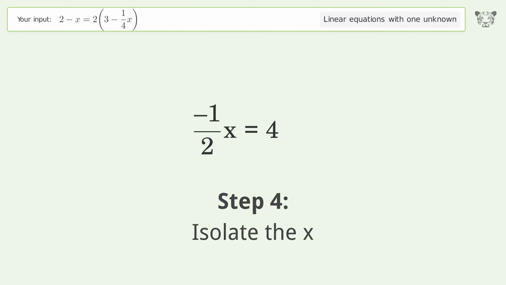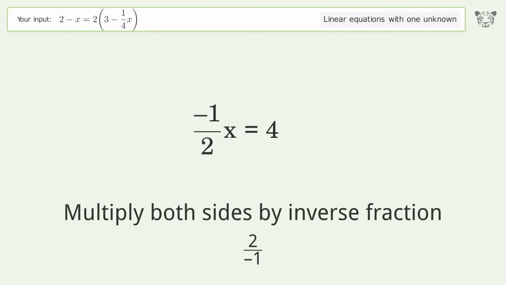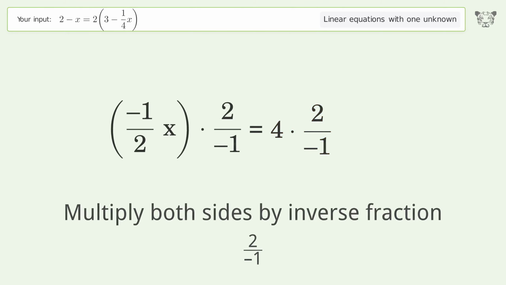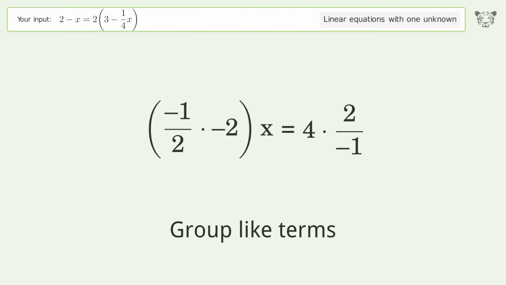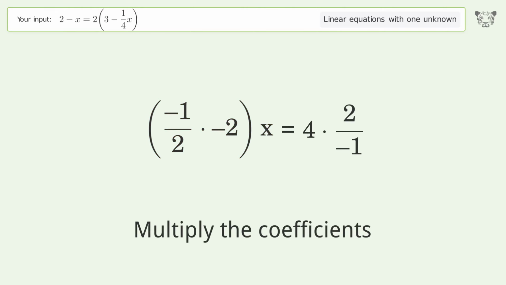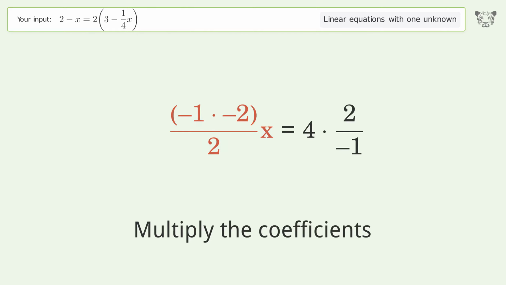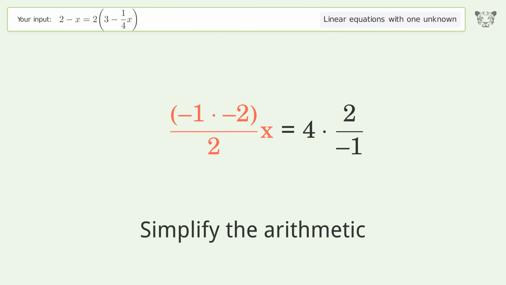Isolate the x. Multiply both sides by the inverse fraction 2/(-1). Group like terms. Multiply the coefficients. Simplify the arithmetic.